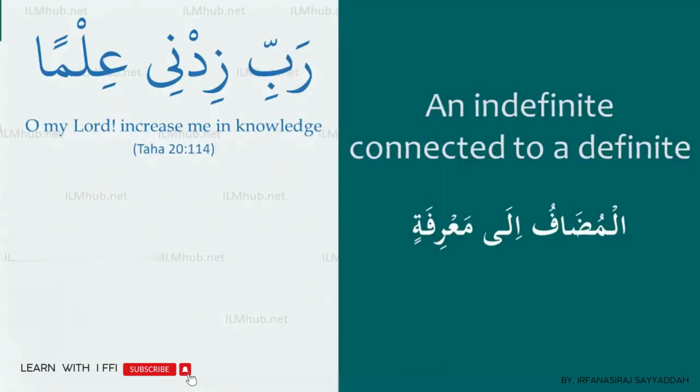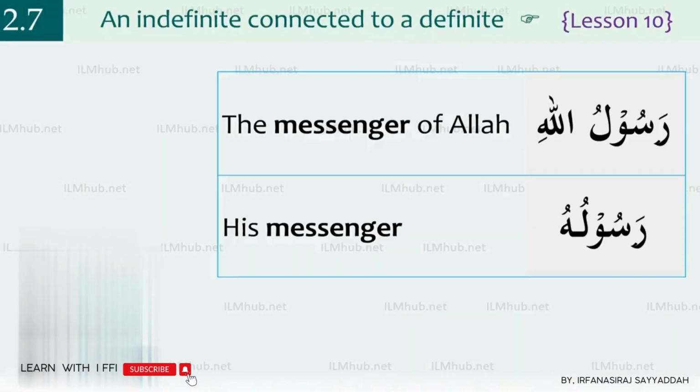The seventh category of definite is called an indefinite noun connected to a definite. Please don't worry. Lesson 10 and 11 will come to it. So for example, take the word Rasul. Rasul means a messenger. Could be any messenger. It could be a messenger I sent, or it could be a messenger you sent. Messenger, somebody carries a message. But when we say Rasulullahi, now it becomes specific.